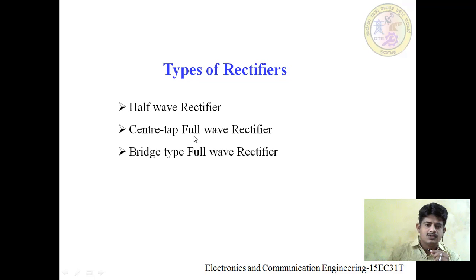In these two, the difference is the element used. The output will be full wave, meaning the output of the rectifier will be present for the full wave of the input signal. But in the center tapped full wave rectifier, we use a center tapped transformer, and in the bridge type full wave rectifier, it uses the diodes in the form of a bridge. We will discuss these things in detail. So let's discuss one by one. First we are going to discuss the half wave rectifier.